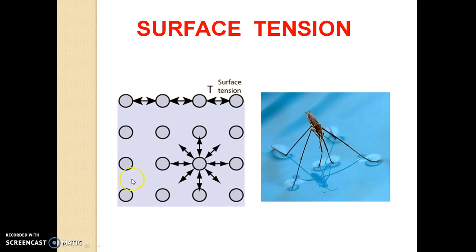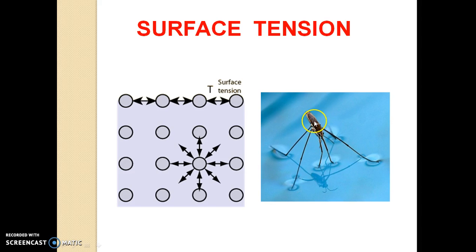In this figure, we can see that these are the surface molecules which have a tendency to contract due to the adhesive force, and they are under constant tension called the surface tension. Inside the liquid, we see that these molecules are equally attracted on all sides, therefore there is no resultant force inside the liquid.